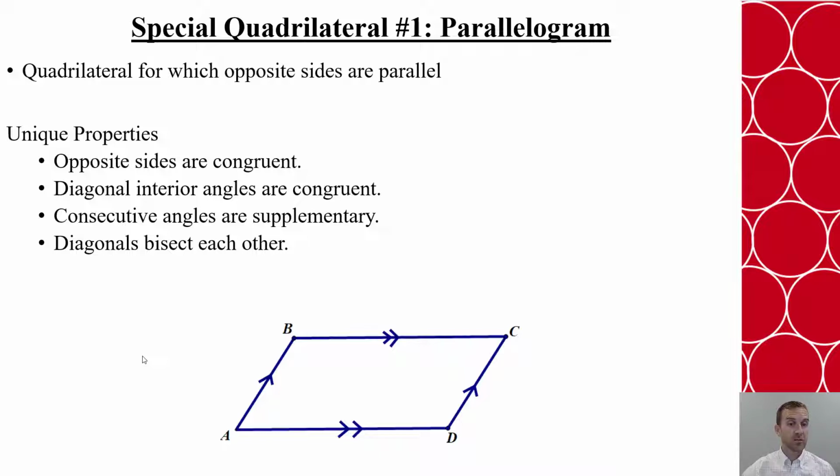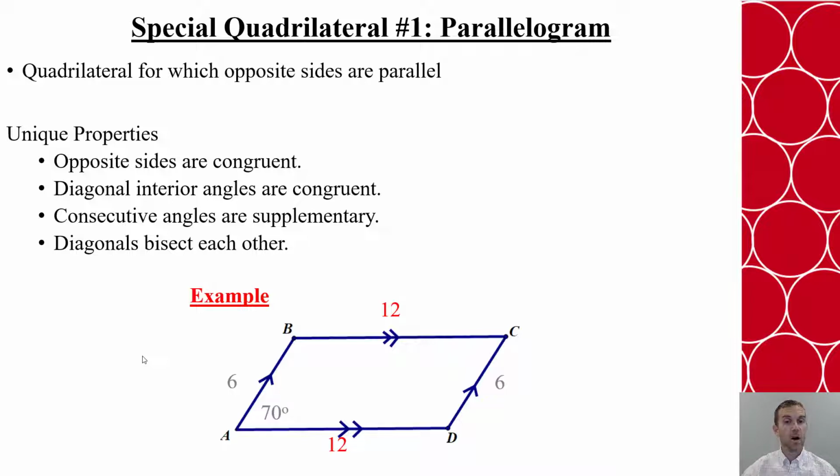So let's use some values to help us understand these relationships. So if I said that AB was 6 units and BC was 12 units, that means that CD would have to be 6 units and AD would have to be 12 units because the opposite sides are congruent.